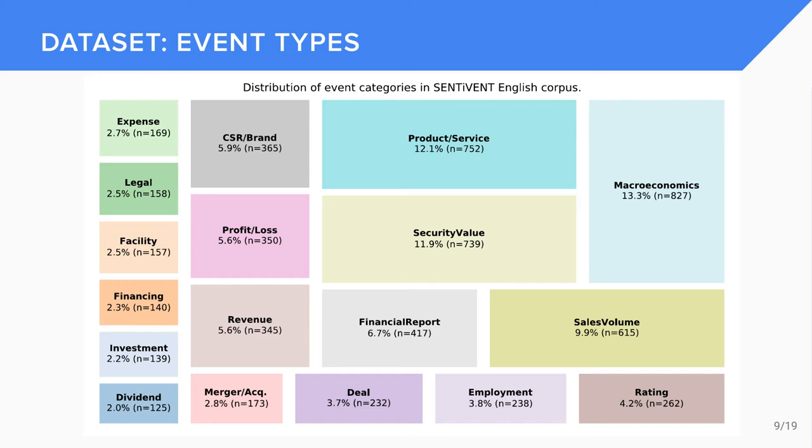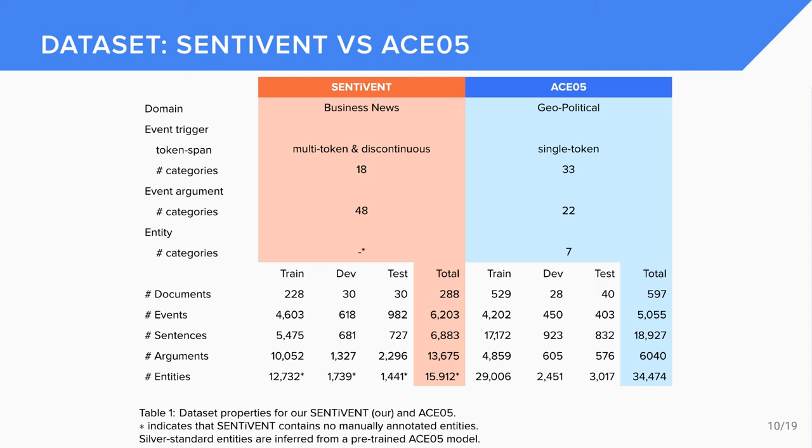While we aim for compatibility with ERE and ACE, there are several main differences with the benchmark ACE 2005 dataset. In size, our dataset has more annotated events than ACE 2005, but fewer documents, so we have a higher event density. This is because we have an event typology that is tailored to the domain, unlike ACE 2005, which has general geopolitical events in general news text.